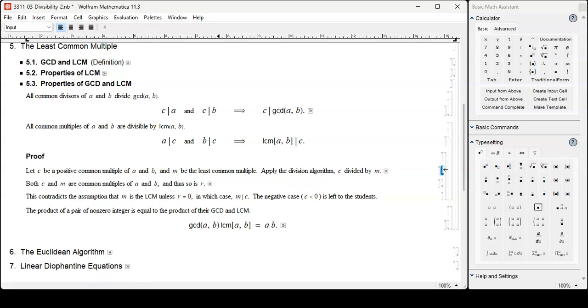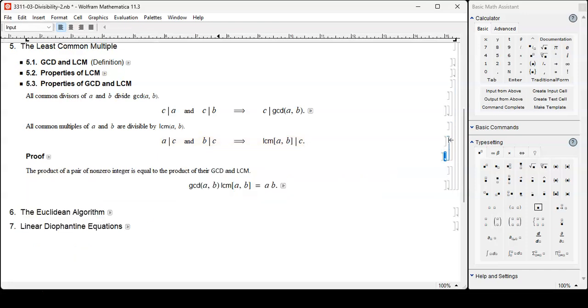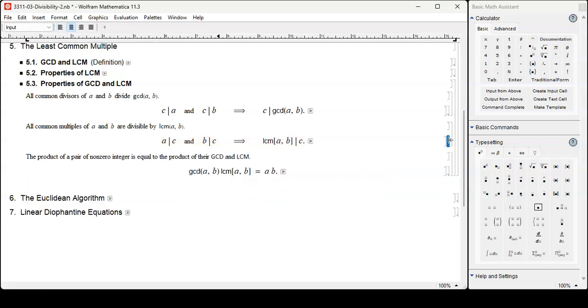We got it. So the LCM divides any positive common multiple. As for negative, the detail is left to the students. All you have to do is multiply by negative 1 at the very end of the proof. Okay, one more, and we have enough time for this. Okay, all right, let's try that.